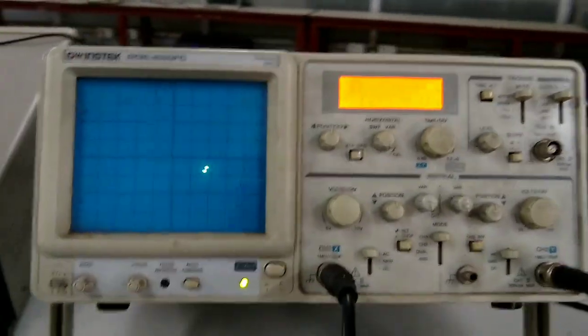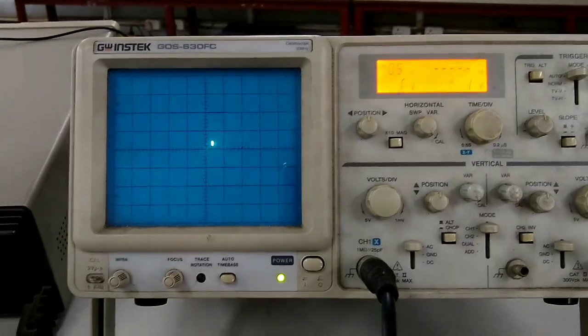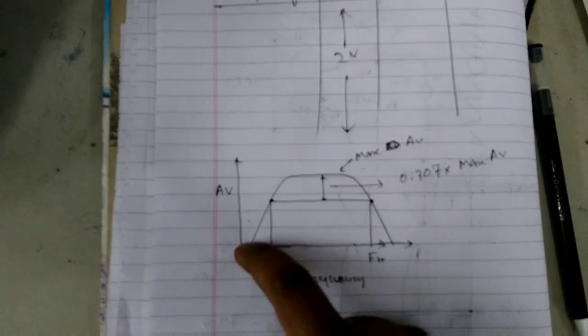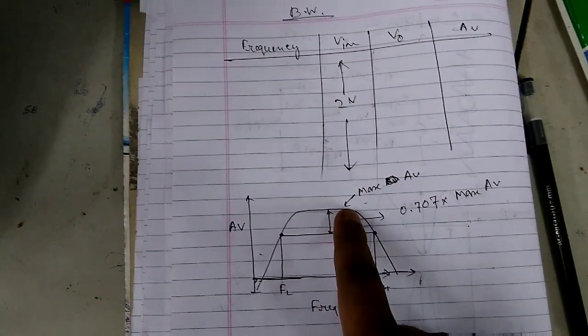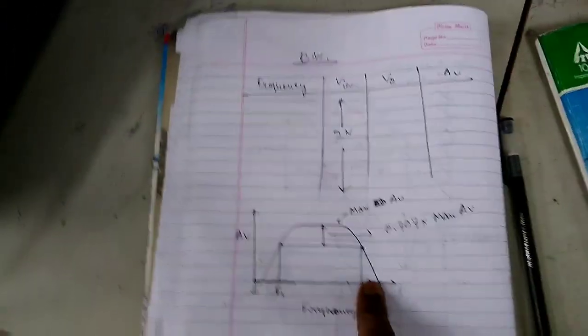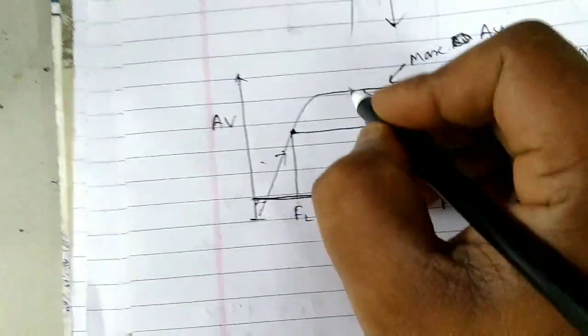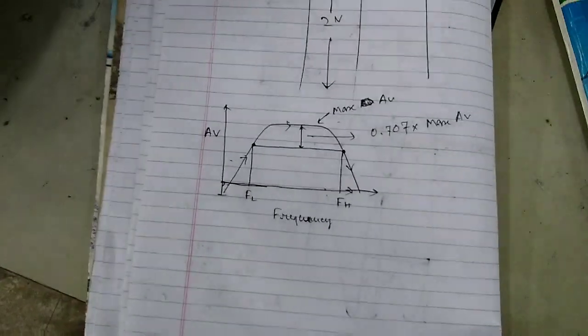And you know, in the lower frequency range the output becomes low, in the mid frequency range the output is at its maximum, and in higher frequencies the output becomes low again. So we will get this type of curve. In the lower frequency range the voltage is increasing, in mid frequency it is constant, and in higher frequency it will be decreasing.